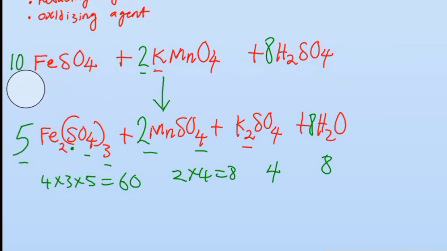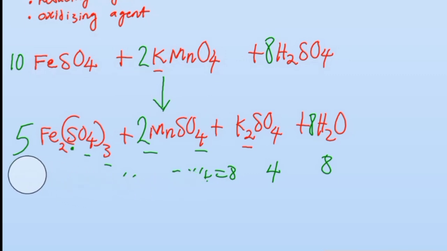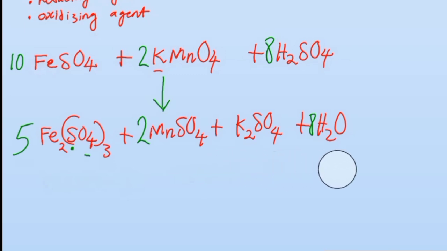Balancing redox equations is very easy. All you need to do is identify the oxidizing agent and the reducing agent. Once you're able to identify the oxidizing and the reducing agent, the equation is essentially already set up. All you need to do is alter the coefficients and balance your equation at the end of the day.